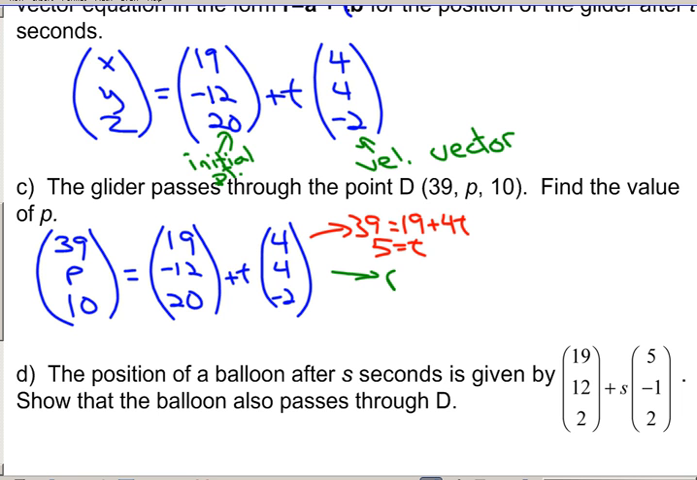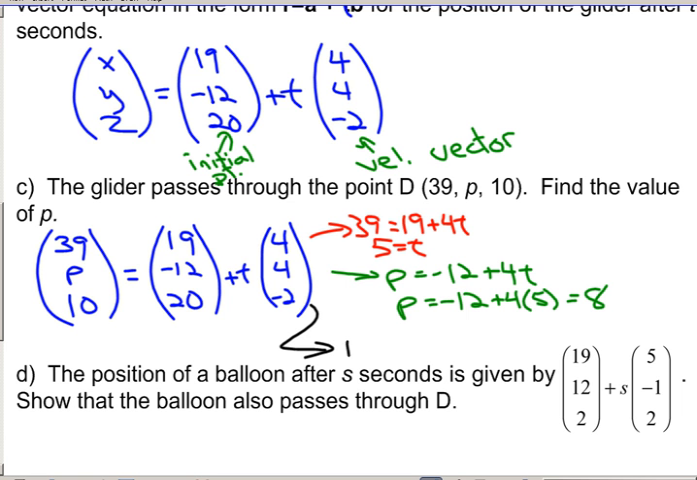The middle line, p equals negative 12 plus 4t. But we know that t now is 5. So p should be negative 12 plus 20, or 8. Again, you could have started with the last line and had 10 equals 20 minus 2t. That also would have given you t equals 5. And if it hadn't, then the glider would never pass through this point. If we'd gotten different t values depending on the parametric equation we chose, that would be a bad situation. It would just show that the glider never passes through this point D.